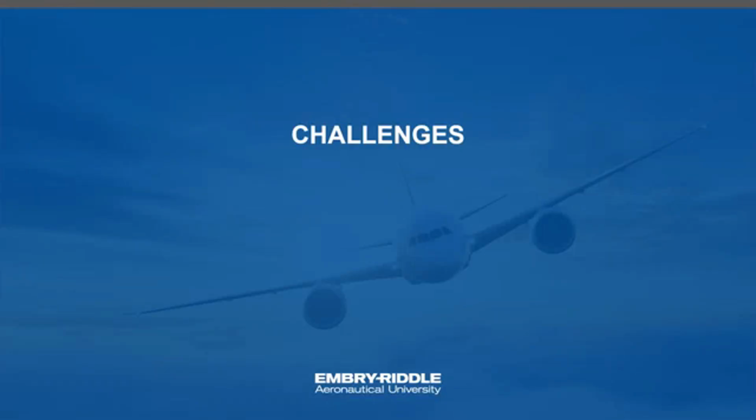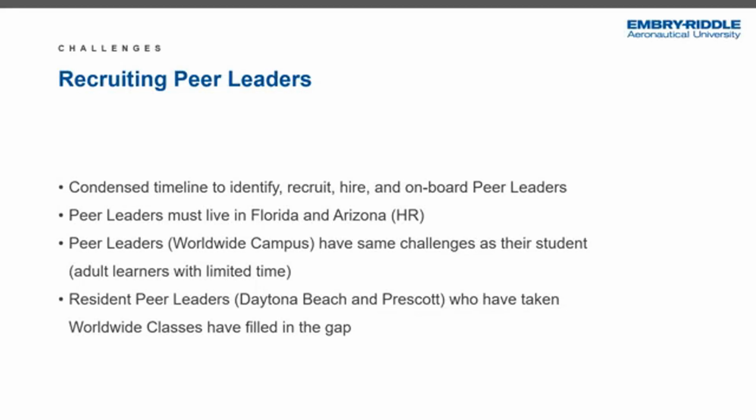Now, this research is not without its challenges. And just to talk about how hard it is to recruit peer leaders, there's a very condensed timeline to identify, recruit, hire, and onboard a peer leader. How do you identify? Well, you look for students that did well in a course. If someone did very well in, say, the August term, is there enough time to recruit them to be a peer leader for October? Unless you've done it very early in the August term, there's not.